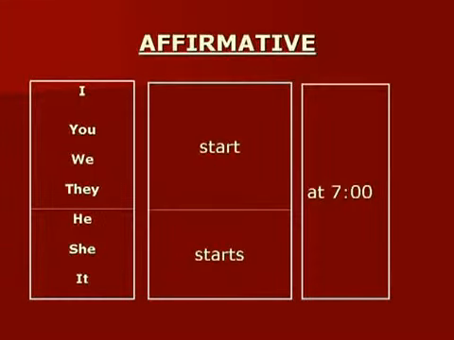In this chart, we can see the affirmative form of this verb tense. Examples: We start at 7 o'clock. She starts at 7 o'clock. You form the third person singular (he, she, it) of most verbs in the present simple by adding s.